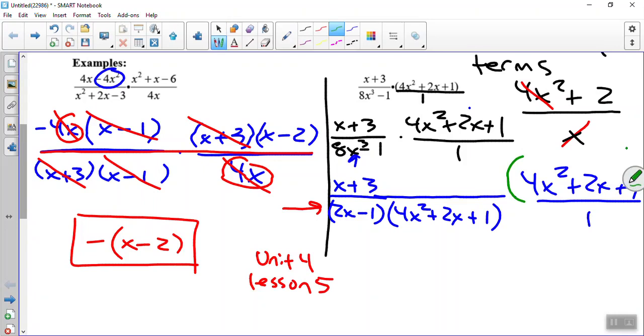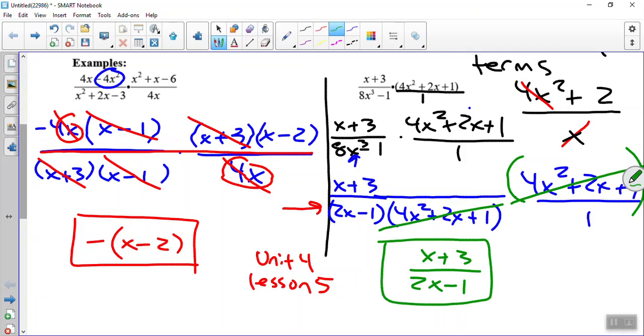This cancels with this, and I'm left with x plus 3 over 2x minus 1. Again, I can't cancel out these x's here. These are terms, not factors. I'm adding x plus x to 3. I'm subtracting 1 from 2x. I can't just cancel those. You can only cancel when you're multiplying.